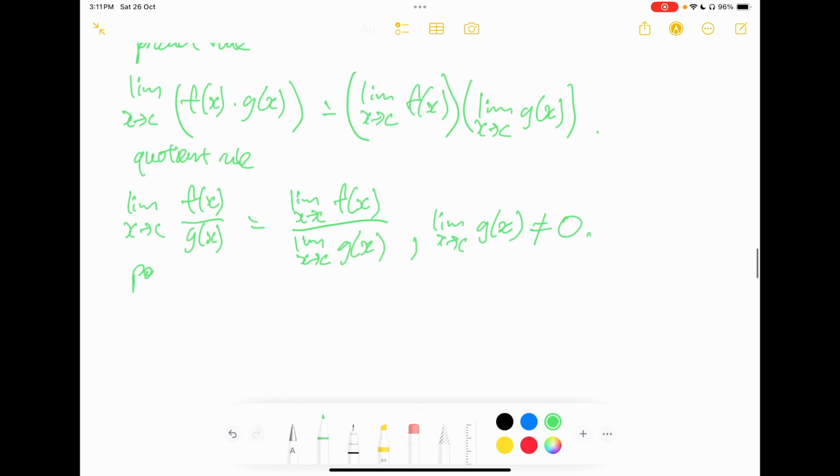And then we also have the power rule, which is just an extension of the product rule, where you multiply the function by itself.